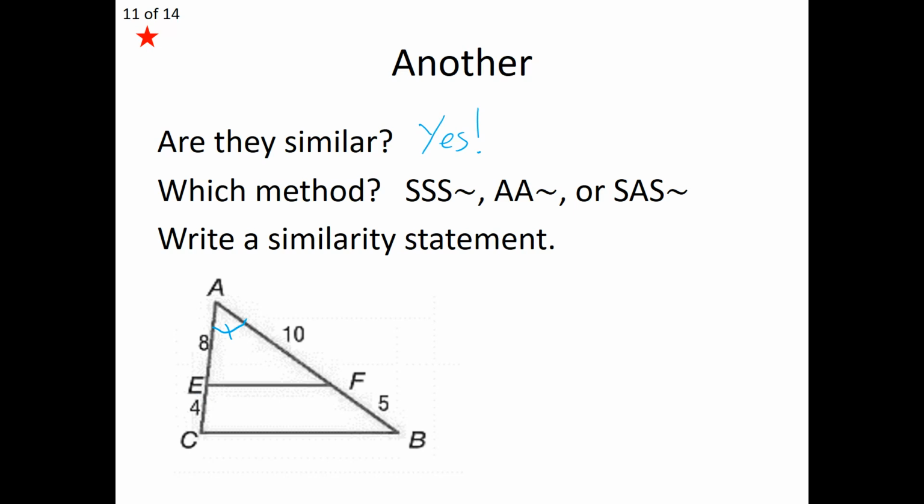Well, what you'll notice then is that if I'm going to find proportional sides, I need to know the entire length of these sides. So I'm going to take 8 and add it to 4. 8 plus 4 gives me an entire length of 12. Let's do the same thing for side AB.